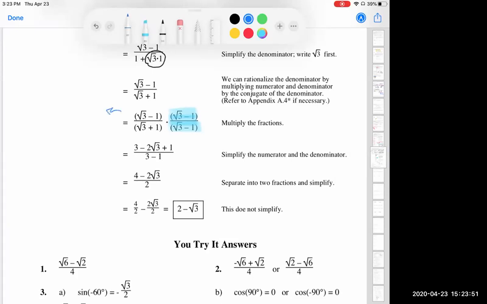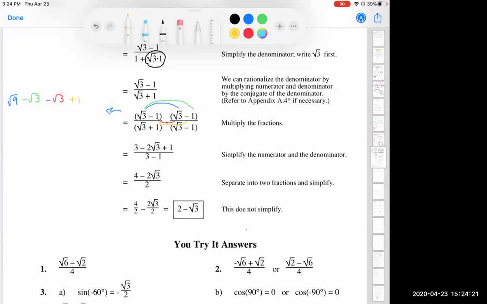So what's going on? We have to FOIL our numerator, meaning we have to multiply radical 3 times radical 3, which gives us radical 9. Radical 3 times negative 1 is negative radical 3. Negative 1 times radical 3 is negative radical 3. Negative 1 times negative 1 gives us a plus 1.